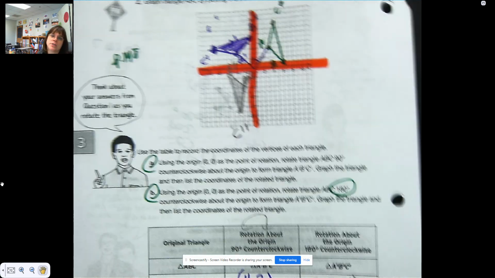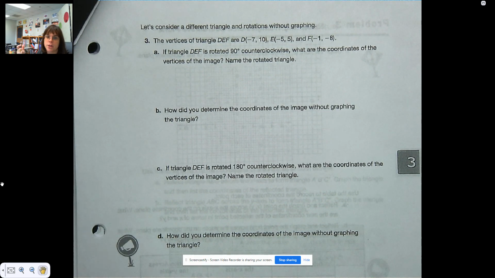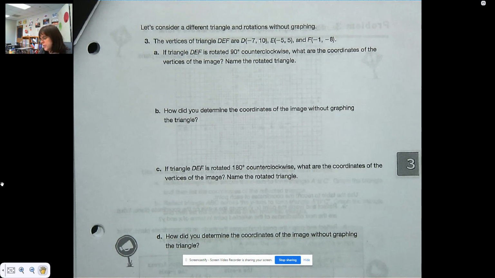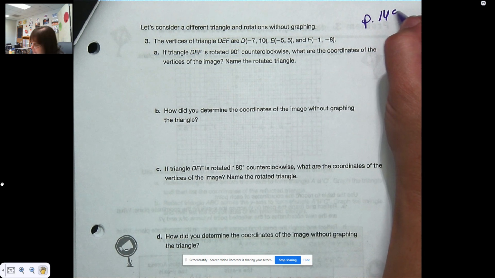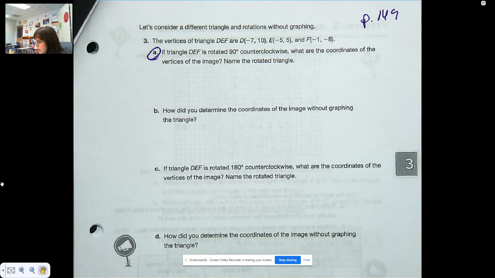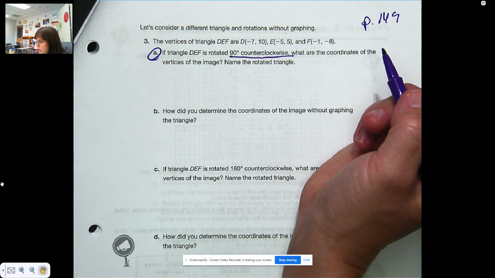Now here's where it gets a little bit challenging for students. So if you turn the page, you're going to have to use those rules and think about flipping the coordinates without looking at the shape. So on page 149, A says, if you're going to rotate this 90-degree counterclockwise, what are the coordinates?